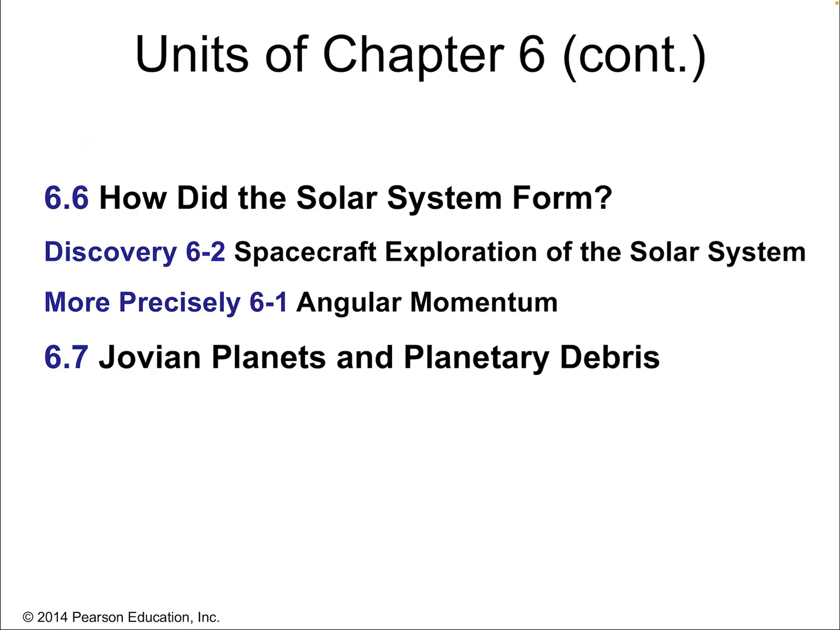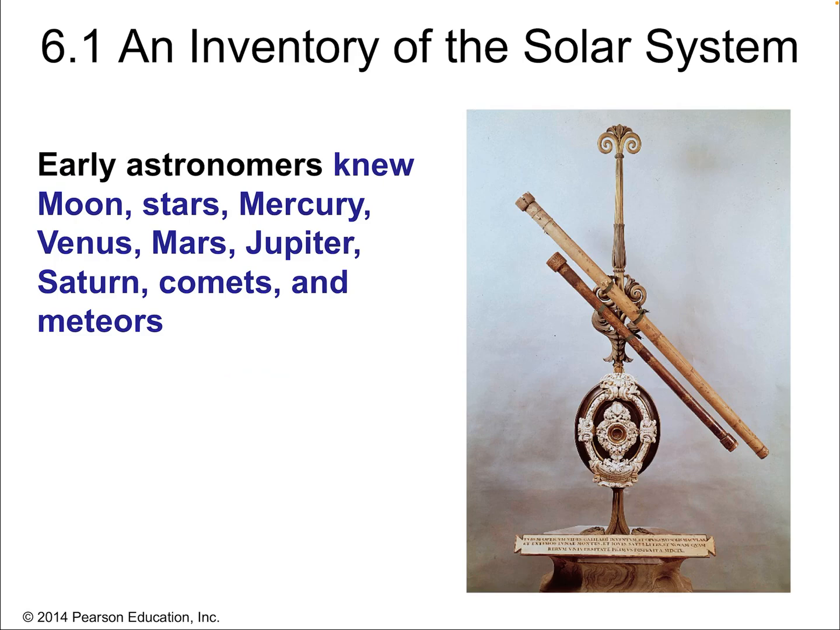So how did the solar system form? That's going to be the second to last section here. We're also going to talk about spacecraft exploration of the solar system and a little math section on angular momentum, because angular momentum is important to understand that story about how the solar system formed. And then Jovian planets, the planets we don't live on, and planetary debris. How are they connected?